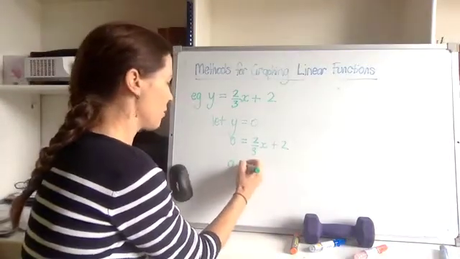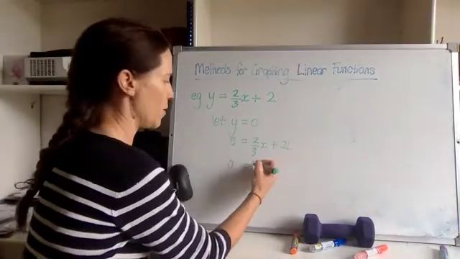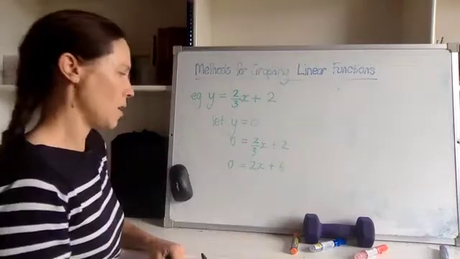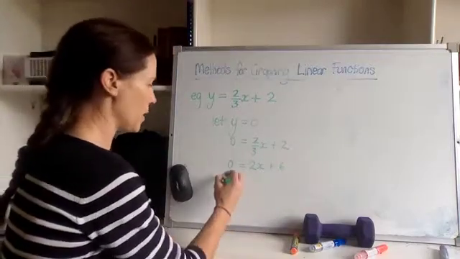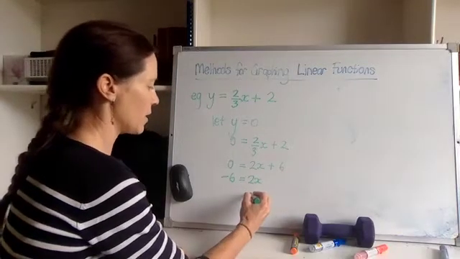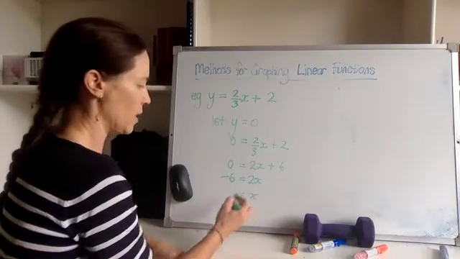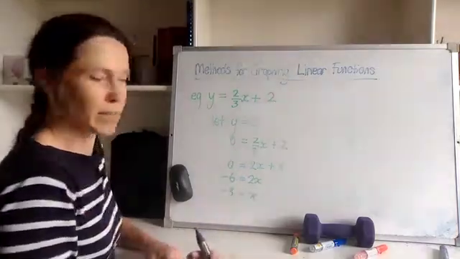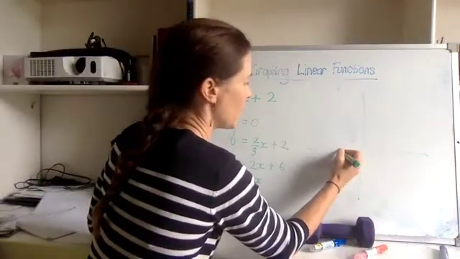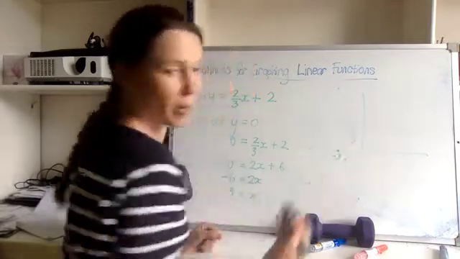It'll still be 0. Let's multiply 2/3 by 3. It'll just be 2x. And let's multiply this by 3 as well. Now we could subtract 6 from both sides. So -6 is equal to 2x. So then we can see that if we want x, we need to halve both sides, and we can see that x is -3. So drawing that up, we find x equals -3 over here, and we put a dot.